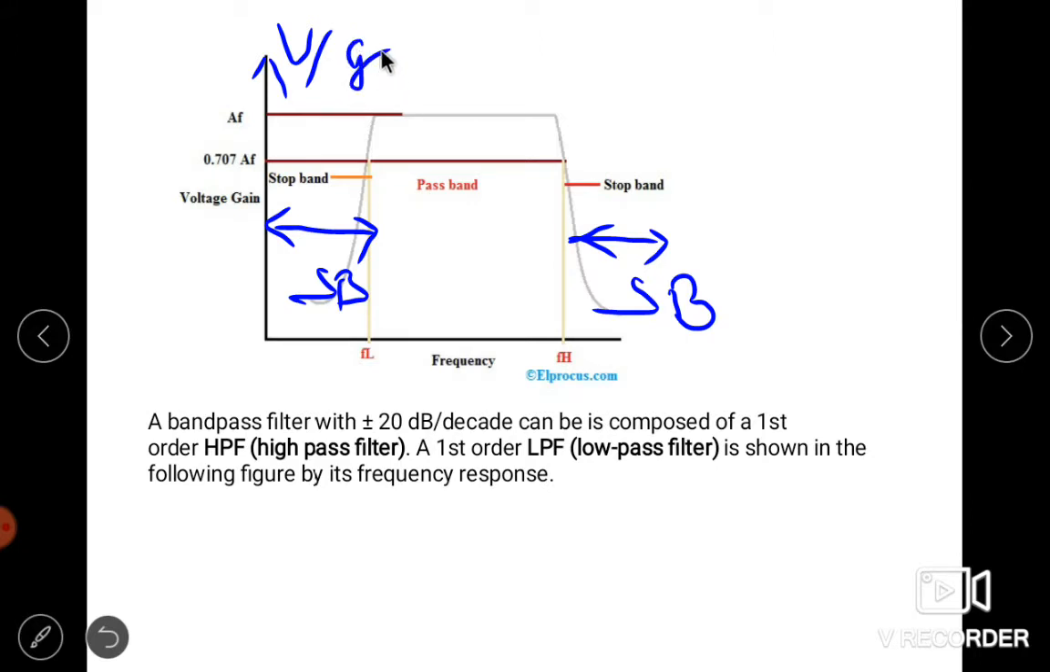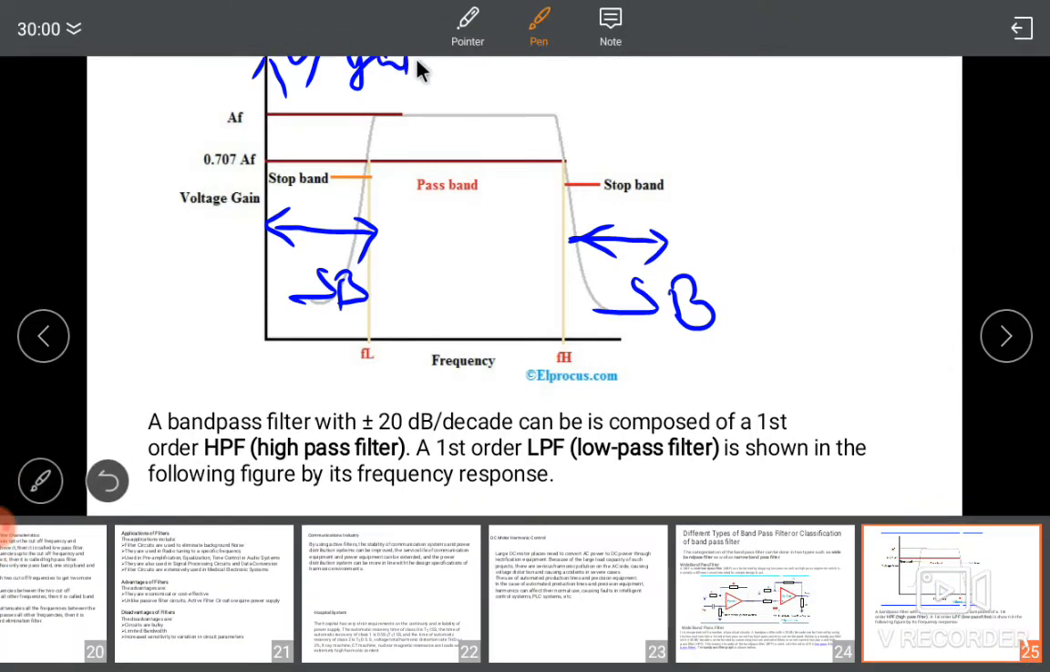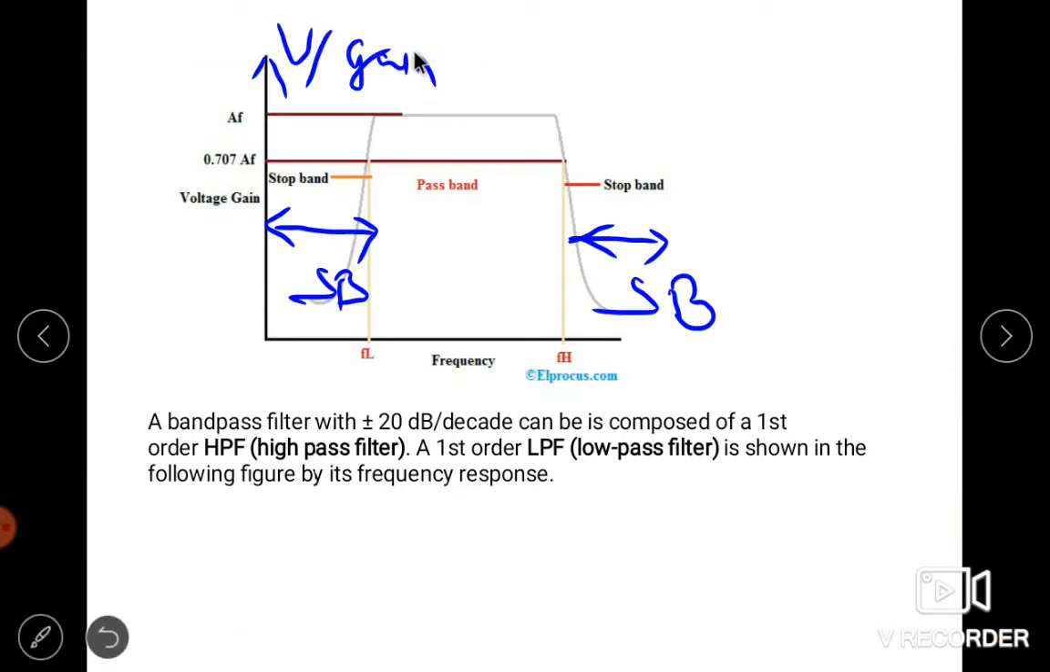This is nothing but the voltage gain. This is all about the voltage gain, right? So this is the axis of the voltage gain, and in this direction we have taken the frequency. This is more clear to all of you.